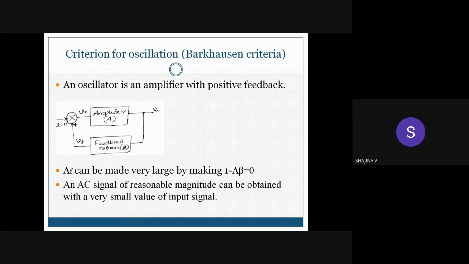Then if you are applying an input signal, we can obtain the output signal with the gain multiplied with the input signal. But coming to the oscillator, we are not applying any input signal. With our DC power supply, we have to produce a periodic waveform. For that we have to satisfy some conditions, called the criteria for oscillation, or, based on the scientists' names, the Barkhausen criteria.